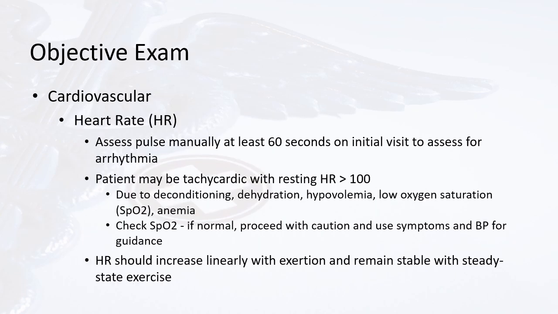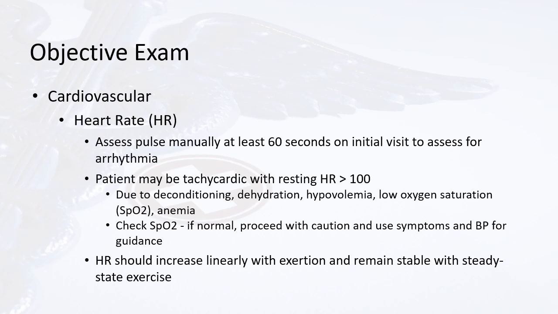For cardiovascular exam, it is important to assess heart rate manually for at least 60 seconds on the patient's initial visit to assess for arrhythmia. If the heart rate is regular, future pulse assessments can be 10 or 15 seconds and multiplied by 6 or 4. But during the first visit, monitoring the pulse for 60 seconds will likely ensure that you do not miss any irregularity in the pulse.